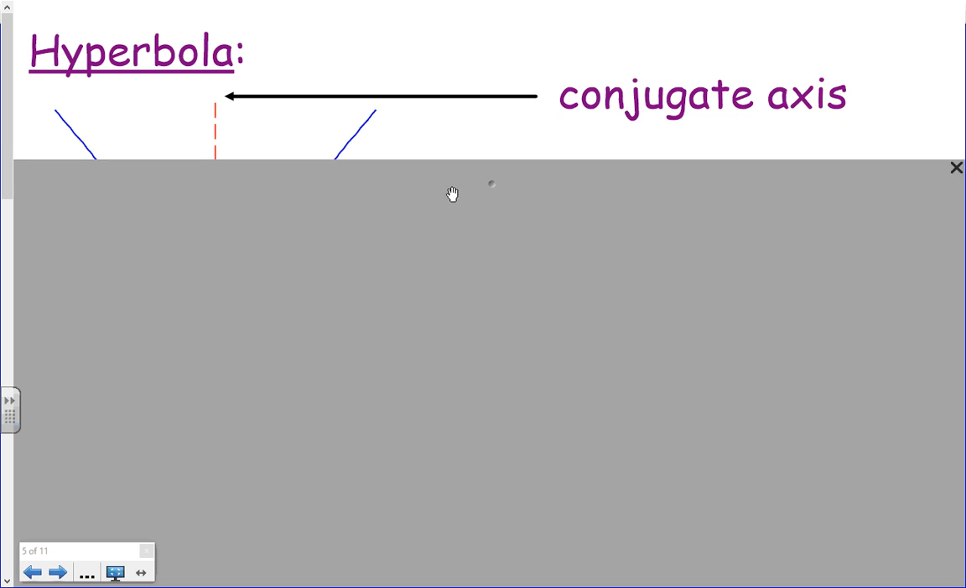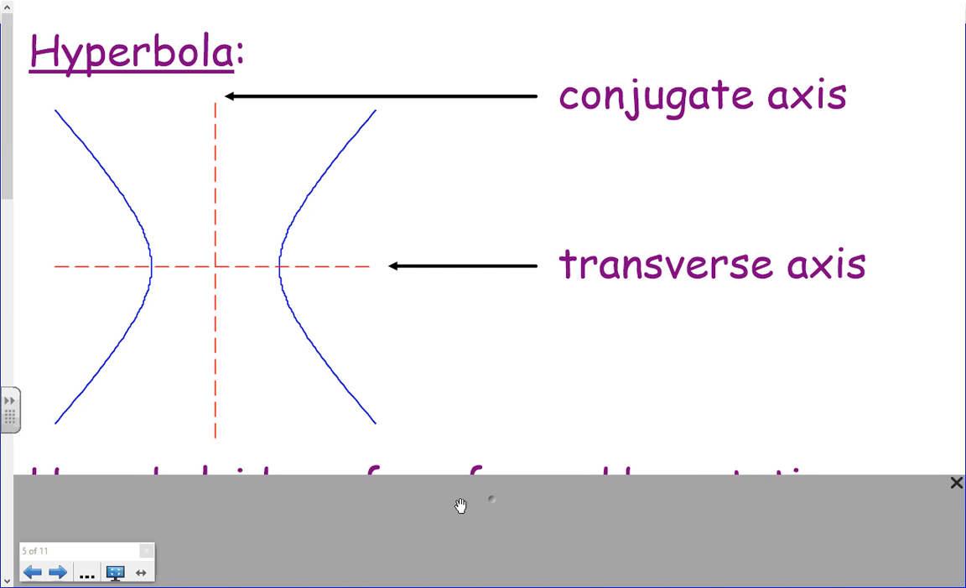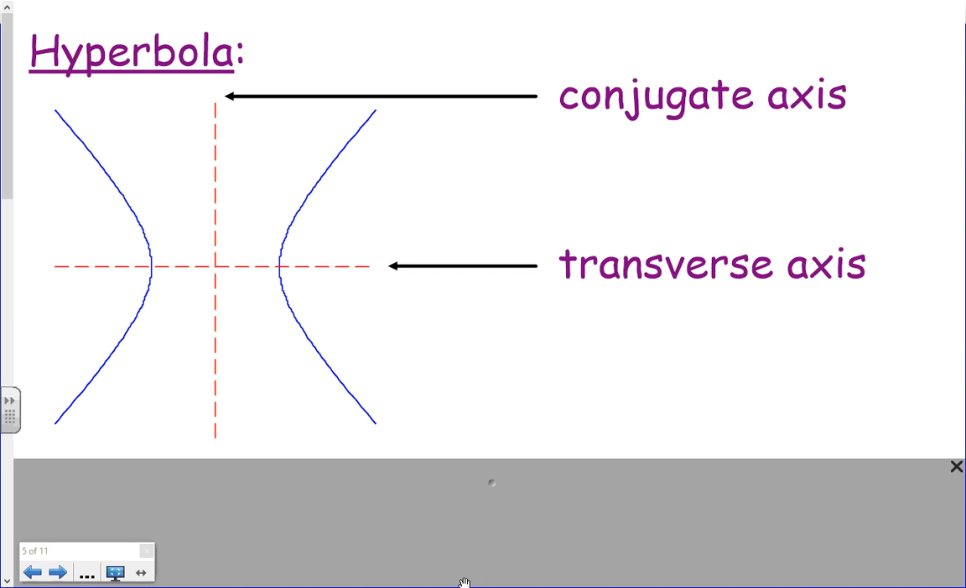All right, let's talk about the hyperbola. The hyperbola has 2 lines of symmetry as well. We call these the conjugate axis and the transverse axis. The transverse axis is the axis that goes through the vertices. Both of these go through the center. But the transverse axis also goes through the vertices of your hyperbola. And the conjugate axis doesn't touch the hyperbola at all. It's perpendicular to your transverse axis, and it goes through the center. So those are the 2 axes.